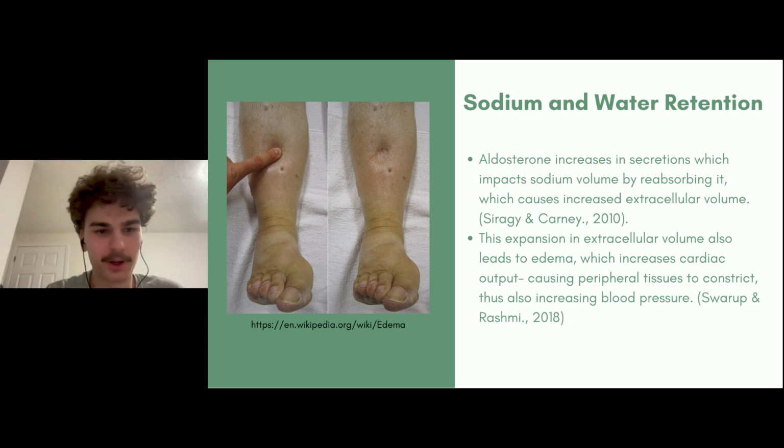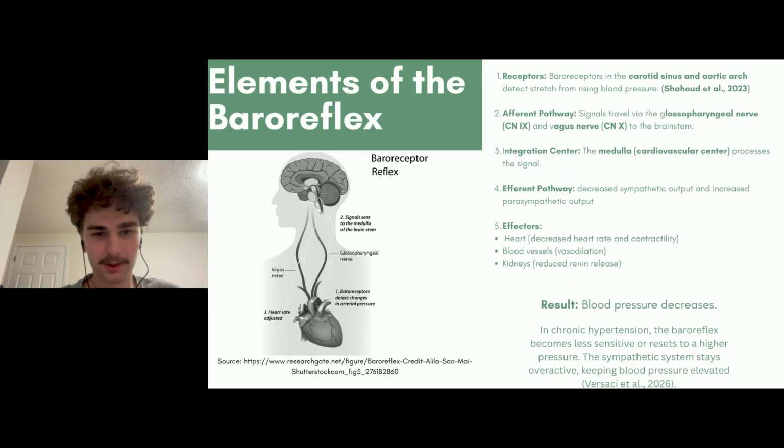The elements of the baroreflex. First, we have the receptors. The baroreceptors are located within the carotid sinus, as well as the aortic arch, and they detect stretch from rising blood pressure. Now, the afferent pathway. Signals travel via the glossopharyngeal nerve, as well as the vagus nerve to the brainstem. And eventually, when it reaches the medulla, the cardiovascular center, this is where the signal gets processed. After that, the efferent fibers send out either a sympathetic output or a parasympathetic output.